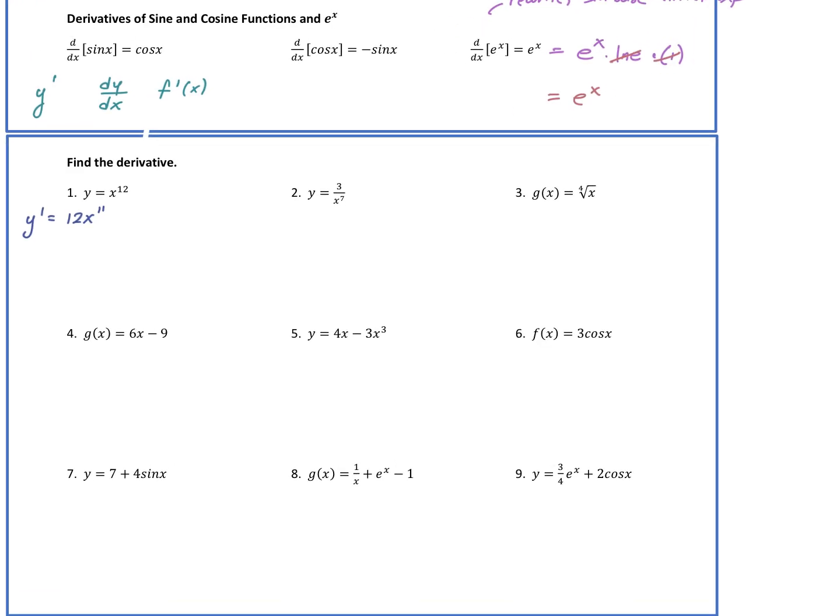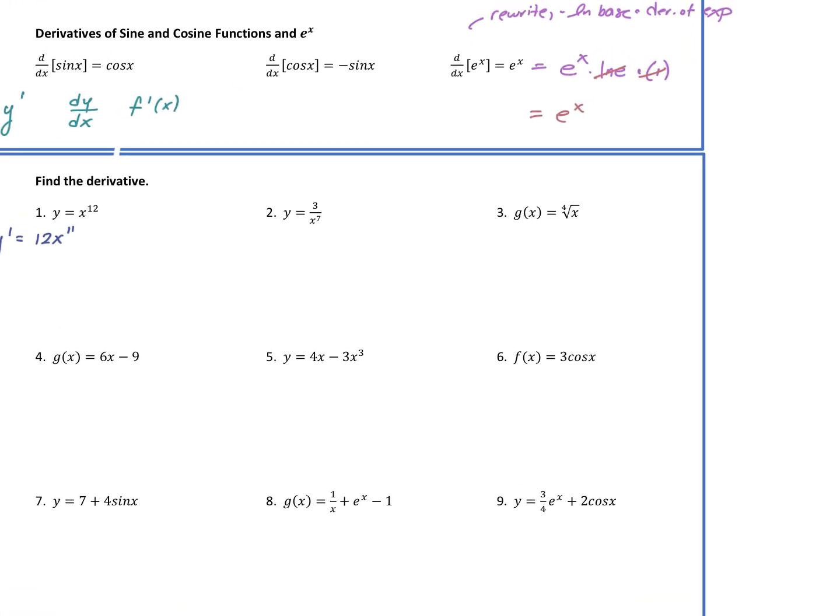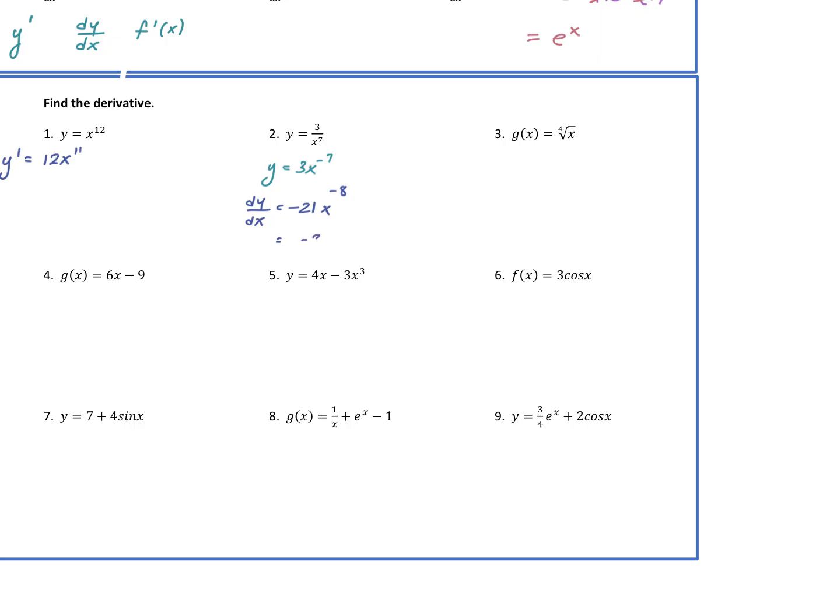For number 2, we need to rewrite it first. For right now, until we get into the different rules, we have to do product rule, chain rule, quotient rule, you want to rewrite it to get it to be somewhat of a polynomial type function. So I'm going to say y equals 3x to the negative 7th power. dy dx, the derivative of y with respect to x. Bring down the 7, you get negative 21x. Lower the power by 1, you get negative 8. You can leave it or you can rewrite it as negative 21 over x to the 8th power.